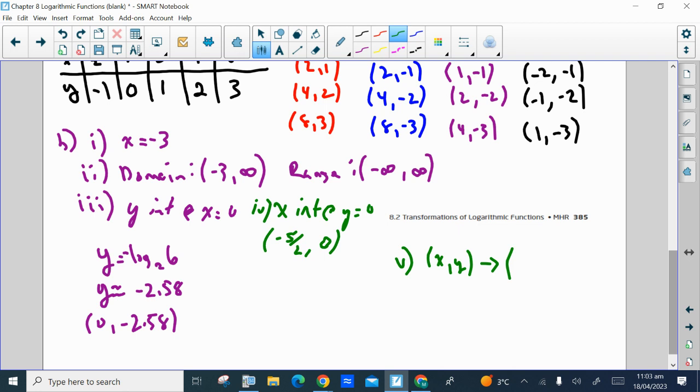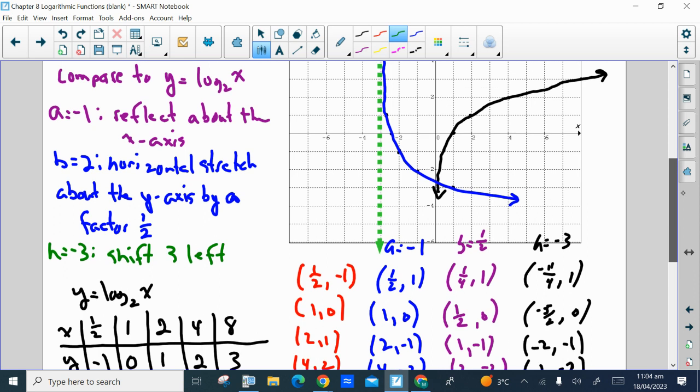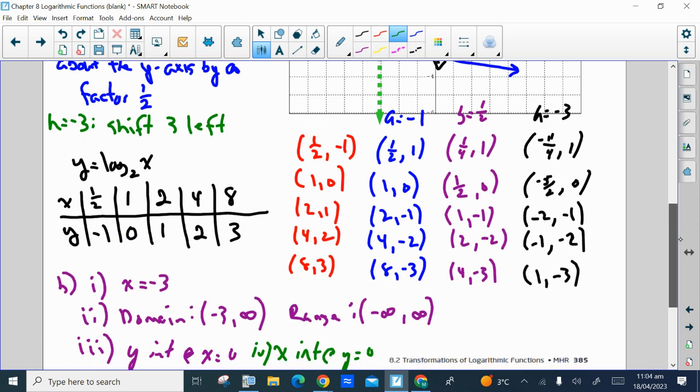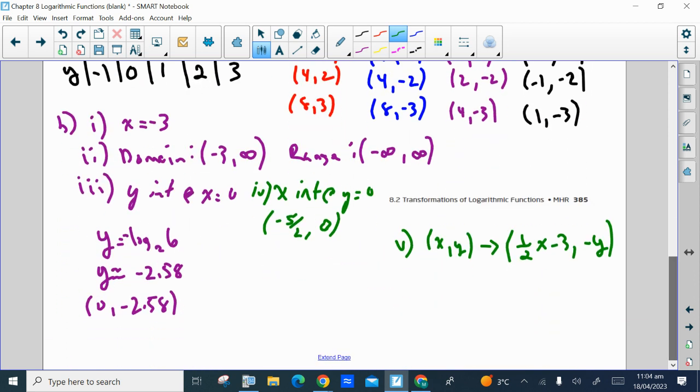So we have a horizontal stretch by a factor of a half, so the x values are multiplied by a half, and then they were decreased by 3 to go 3 to the left. The y values were multiplied by -1 because we have our reflection over the x-axis. So there's the mapping notation. 1/2 x take away 3, comma, -y. But you have to have the x, comma, y first. That's always part of it. Okay?